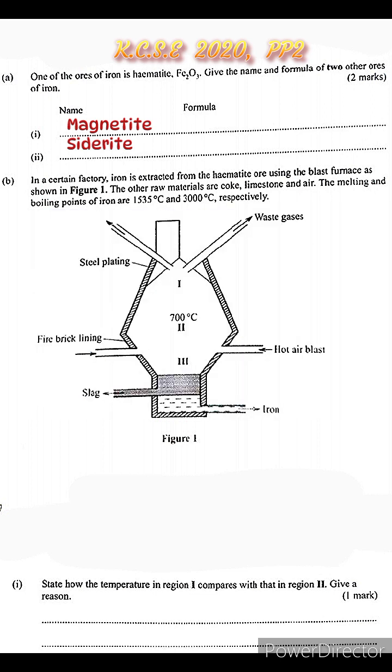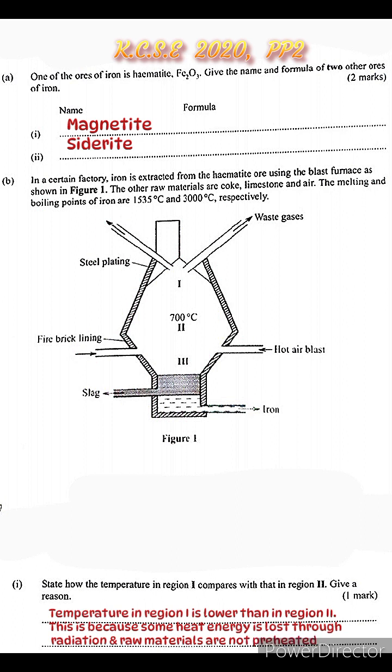Lastly, region 1. At region 1 is where the temperatures are the lowest of all. So you have temperatures that can go as low as 300 degrees Celsius. Now, one reason is because some of the heat energy is being lost to the surroundings through the openings on the upper layer. This, of course, is in form of processes like radiation. So back to our question. The temperatures at region 1 are lower than those at region 2. This is because some of the heat energy is lost through radiation, and also because the raw materials that are being fed at the top of the furnace are not preheated. So this causes a decrease in the temperature.